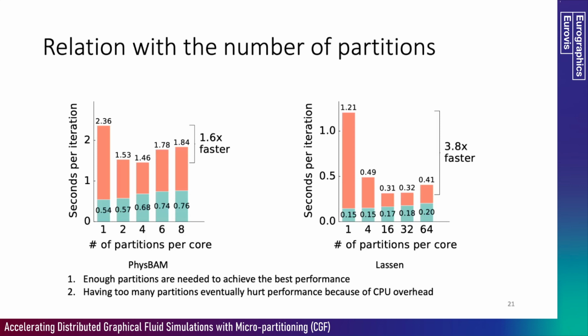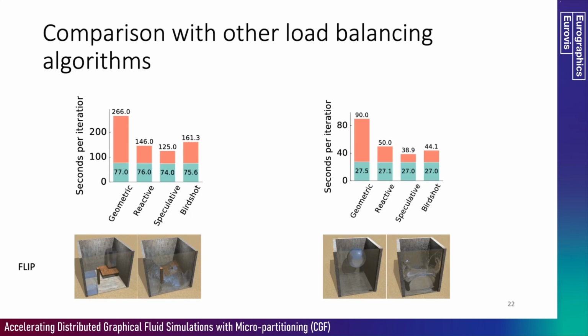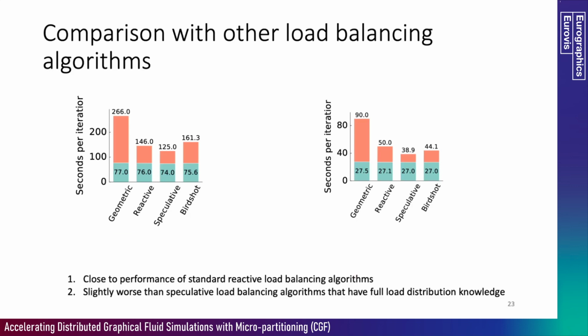An application, for example, that has more skewed load needs more partitions. The paper has more discussion about how to choose the number of partitions. We also evaluate our scheduling algorithms against other load balancing algorithms. We use FLIP simulation here.